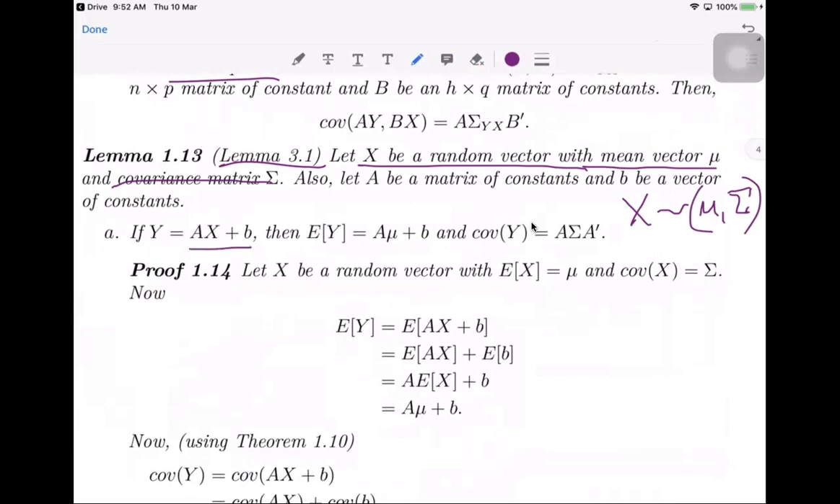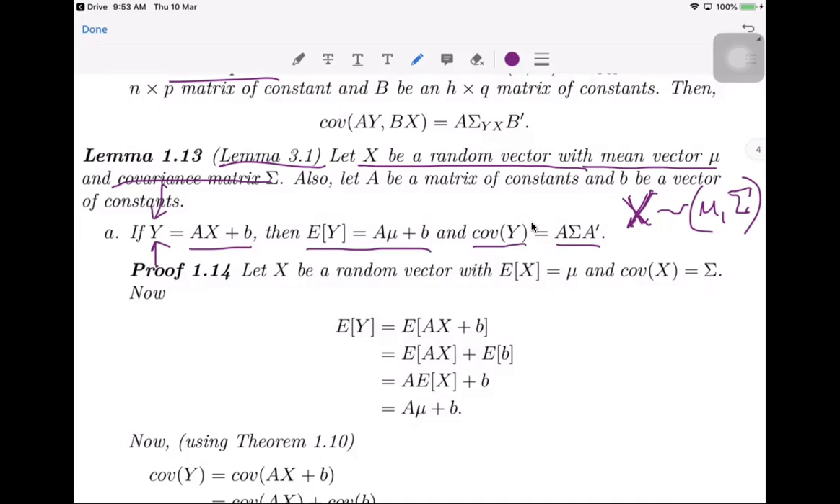And then we do a transformation of X, and we denote it by Y. So the transformation of X denoted by Y will be AX plus B. And according to Arnold, the expectation of this transformation Y is A mu plus B, and the covariance of Y will be A sigma A prime.